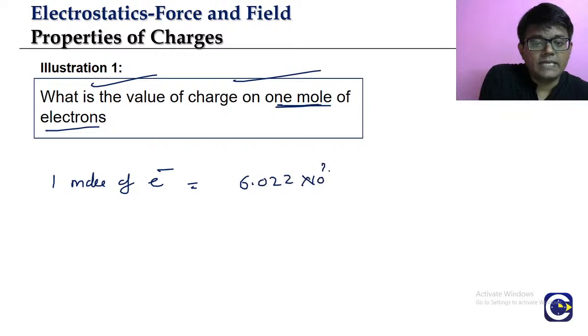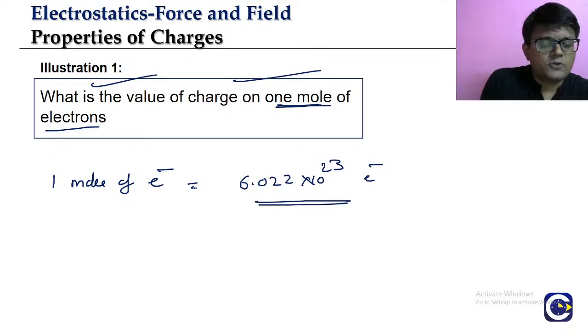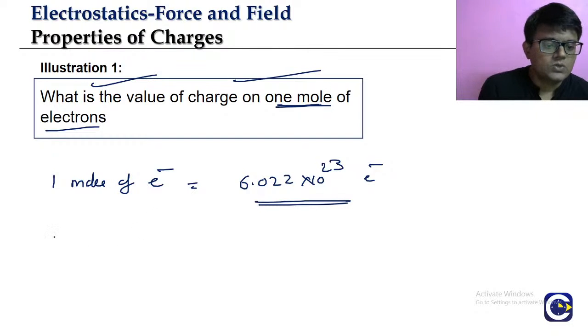6.022 into 10 power 23. That is what a mole is. 1 mole of electrons, and we are having 6.022 into 10 power 23 electrons. Of course, the total charge on these electrons will be negative, because each electron is having negative charge. So if you are just looking at the charge value, the magnitude alone, what is it going to be?